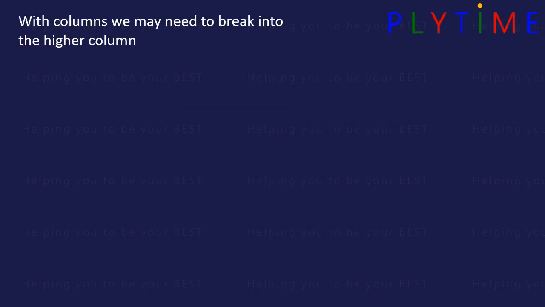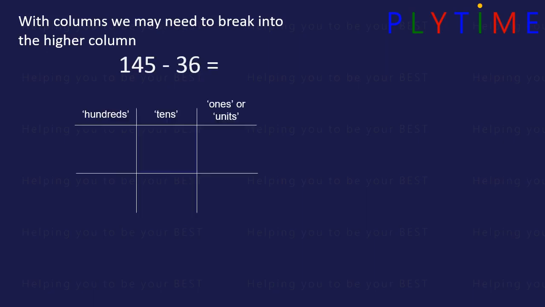With columns, we may need to break into the higher column. 145 minus 36. We write the numbers in our columns. 145 minus 36. And we start subtracting in the ones. 5 minus 6. We can't take 6 from 5. Let's look at taking 6 from 45.